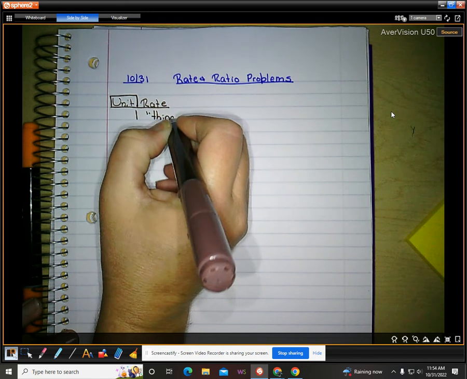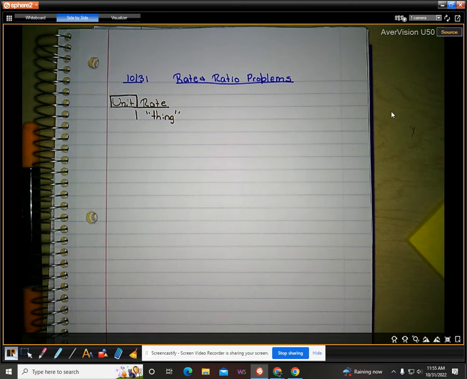Okay? So anytime we're talking about unit rate or unit price, it is one thing. Could be many different things. Gallons of gas. Drops of food coloring. Okay? Unit is referring to one. We need to remember that.